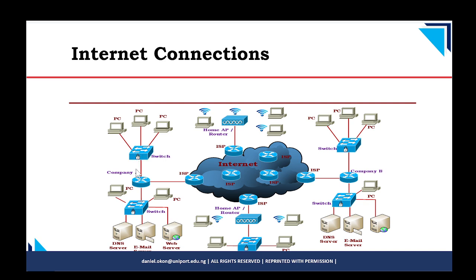Company A has a switch here on my right hand side. This switch has how many computers connected to it? 3. Company A put a router here with another switch, with 2 computers connected. On that router, whenever you see the word ISP, ISP means Internet Service Provider.